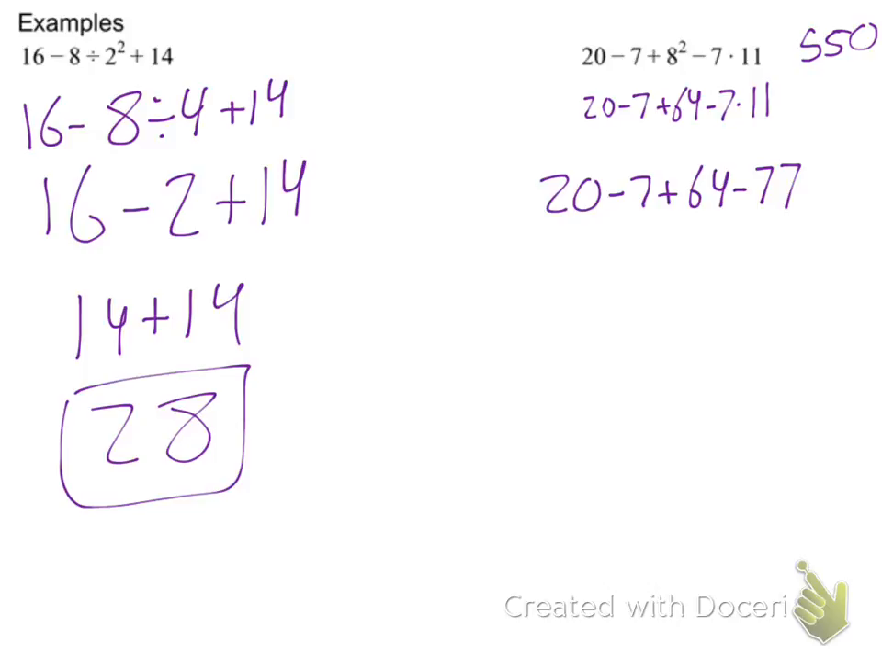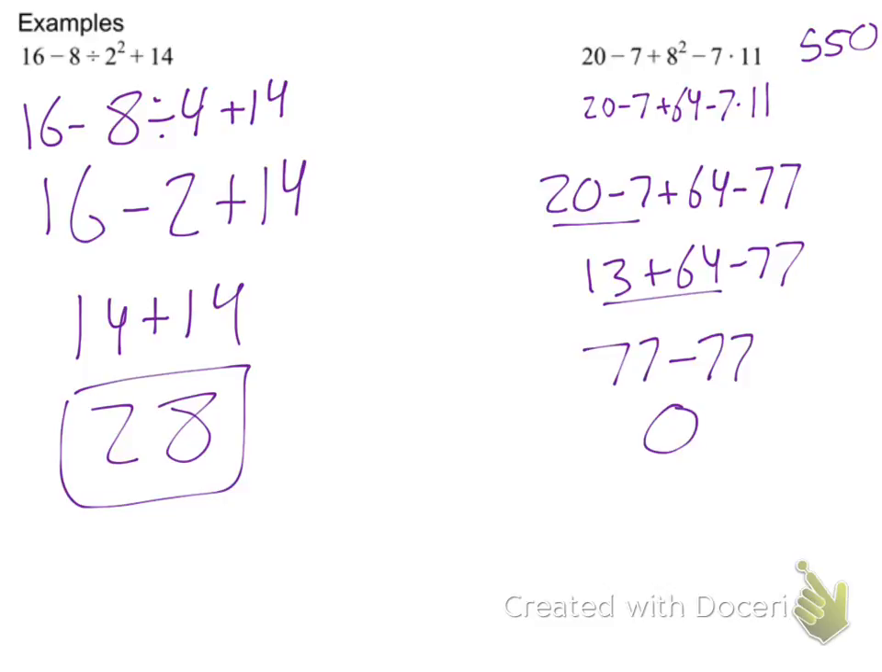Fritz? Add 7 to 64? I'm going to work left to right, and I'm just going to write each step down. What's 20 minus 7? 13 plus 64 minus 77. What's 13 plus 64? Minus 77. Ends up being 0.